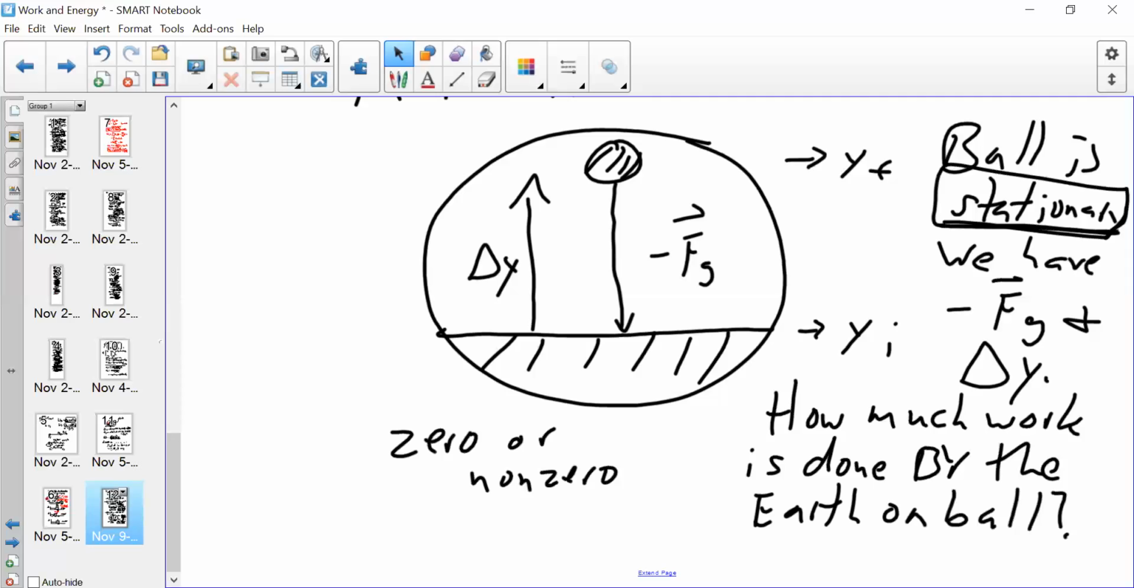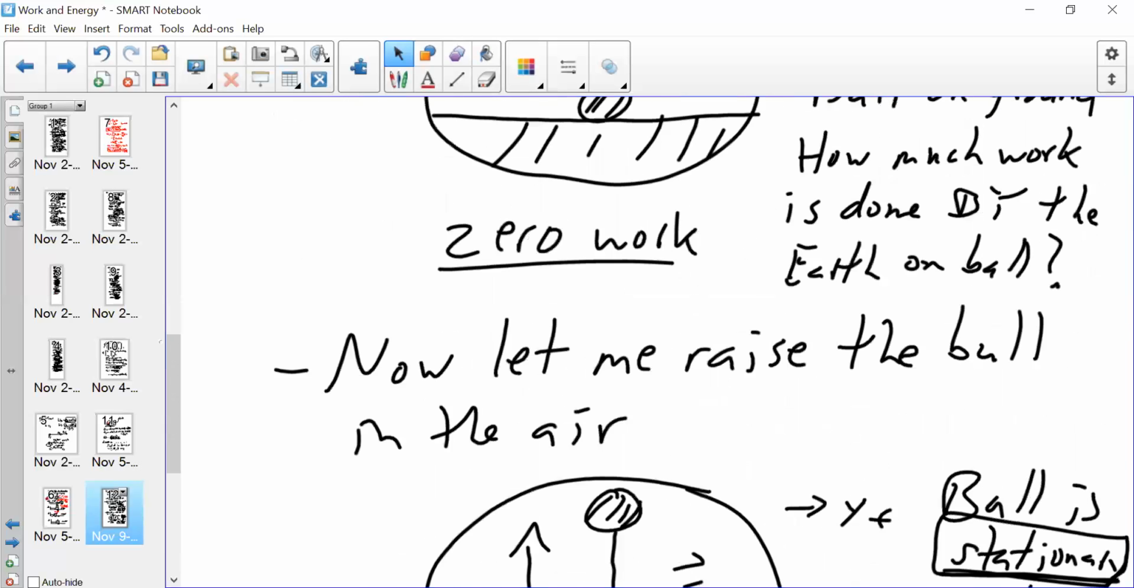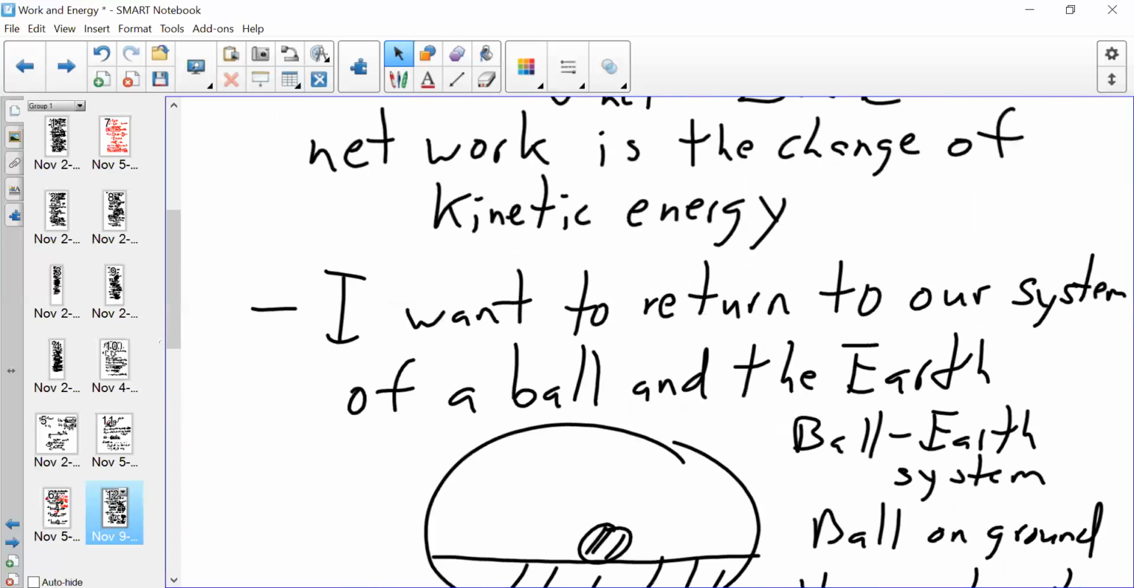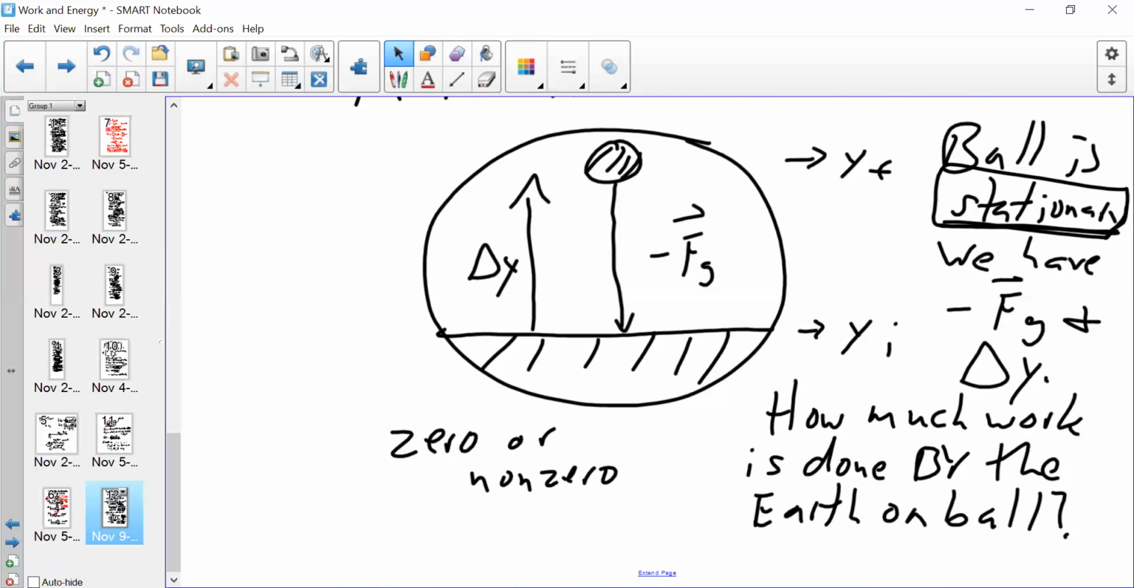No, work is force times displacement. We have a force, we have a displacement. How much work is done by the Earth on the ball then? Zero because it's stationary, right? Perfect. That's right. Don't be fooled by that. There is no work done because of the definition. Even though we have this, there's no change in kinetic energy. There's no displacement because it's stationary. Therefore, the work is still zero.